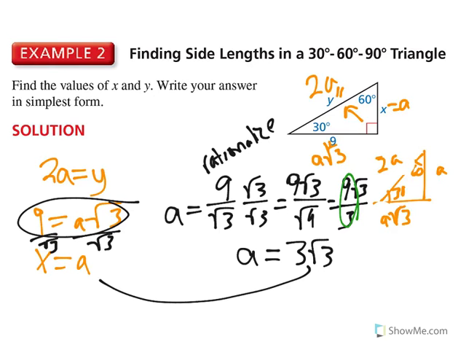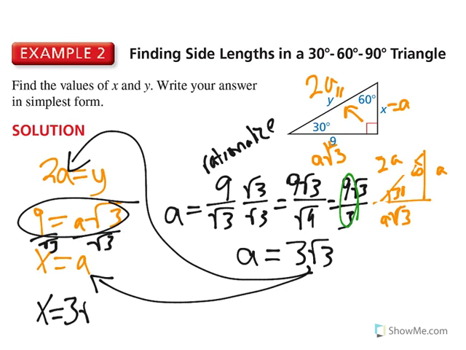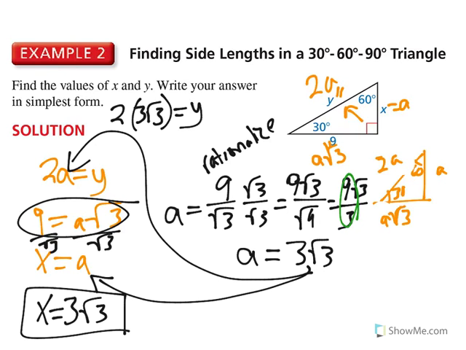And now I'm just going to substitute that in for each of these. Down here, I have X is equal to A, so 3 square roots of 3. That one's done. At this top one, I'm just going to plug it in again, so I have 2 times 3 square roots of 3 is equal to Y. I'm just going to simplify, so 2 times 3 gives me 6 square roots of 3 is equal to Y, and I'm done again. There's my answers. Again, make sure you're doing the monitoring progress as you go along.